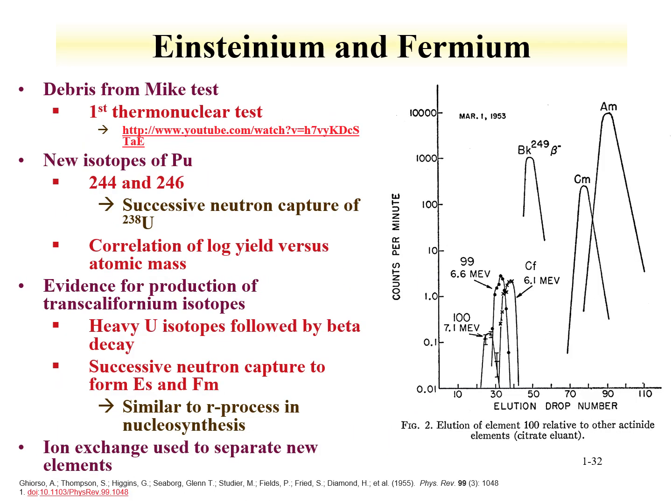Einsteinium and fermium. Well, we made a little change here. They were actually first produced in the thermonuclear test, the Mike test. You can see information about the Mike test on this YouTube video. There were also new isotopes of plutonium, plutonium-244 and plutonium-246.